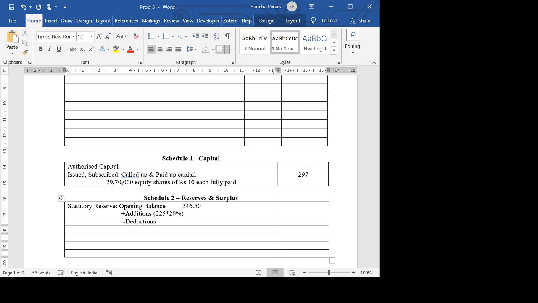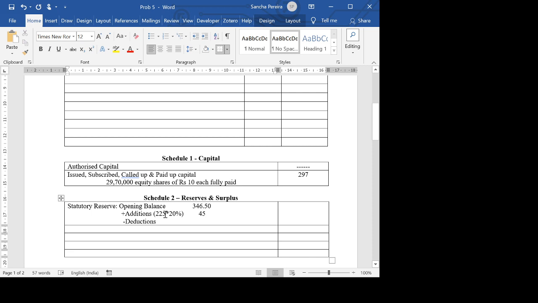225 into 20%. You can just do that and see, you will get it as 45. How did I get this 225? This is the profit for the year. They've given it to us: net profit for the year before appropriations.